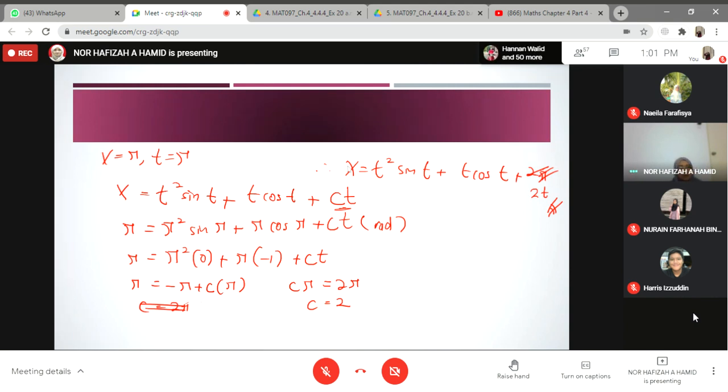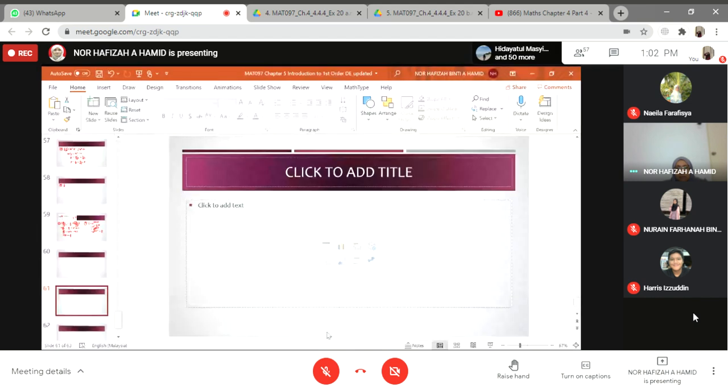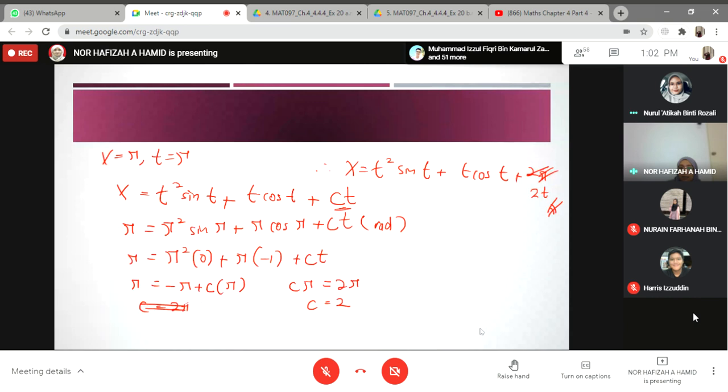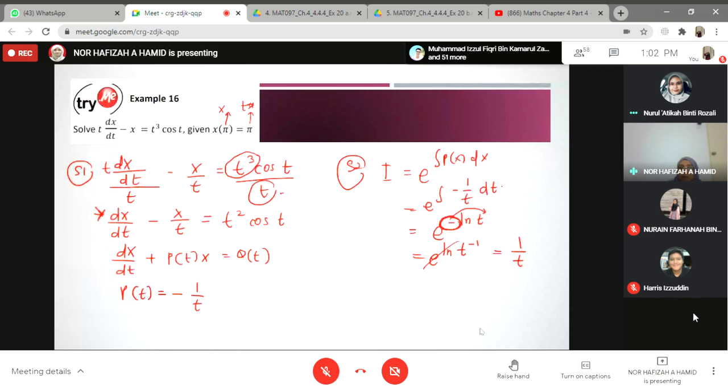Okay, ada soalan tak? Madam, memang dekat bahagian tu kalkulator mode radian? Betul. You kena calculator tu mesti mode radian sebab pi tu is a radian. Kalau you nak calculate contoh, dia bagi angle kan, dia bagi you punya initial condition tu, dia bagi in terms of degree.